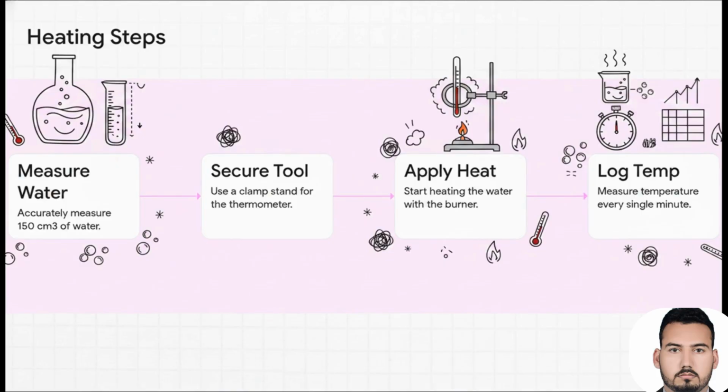Step 1. Accurately measure 150 cubic centimeters of water into your beaker. And yes, remember to read the bottom of that meniscus. Step 2. Secure your thermometer with a clamp stand so it's hovering above the bottom. Step 3. Get that water heating. And Step 4. Measure the temperature every single minute until the water is vigorously boiling.